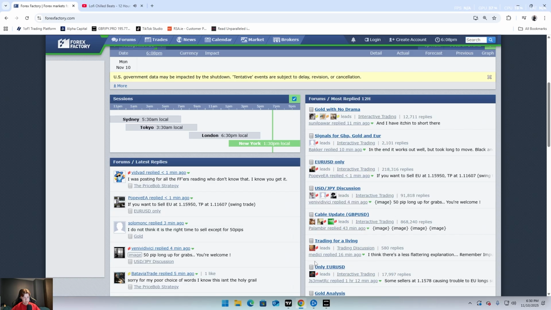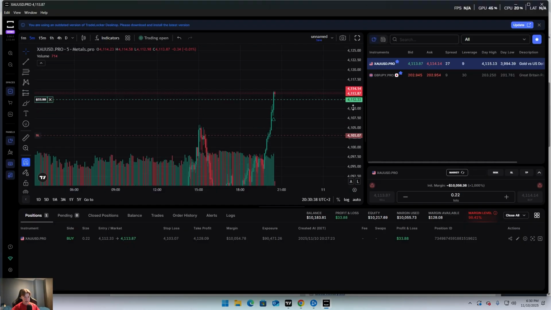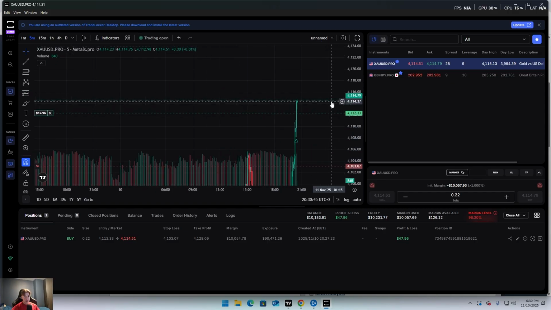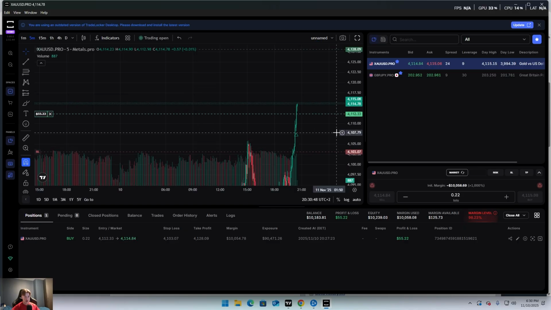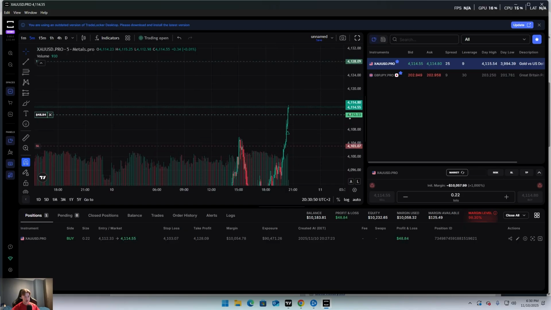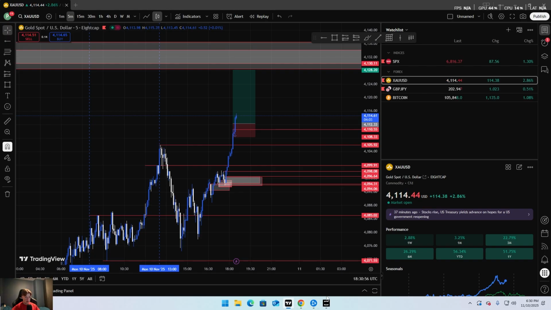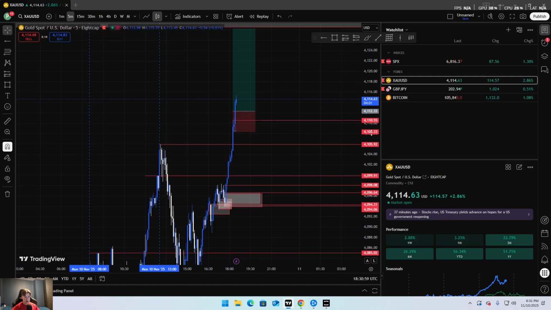Well, in Forex Factory, you can also share your own things like how you trade or where you think it's going to go. And what can I say? That's pretty much it. That's what we're going to be waiting for the market to keep moving.